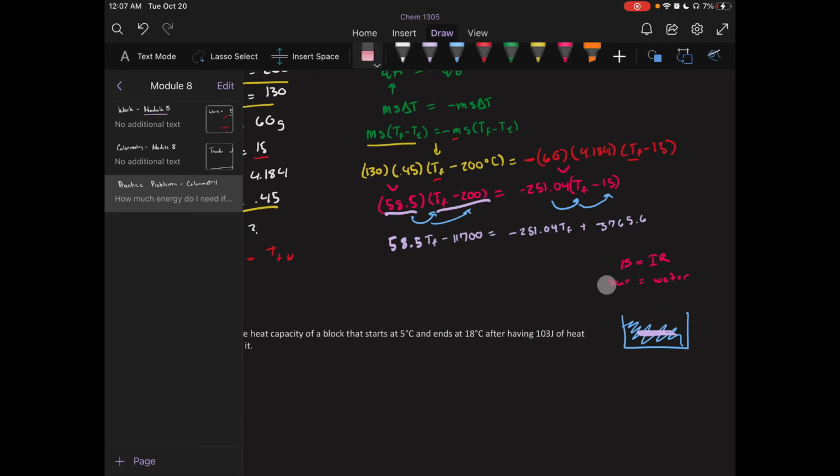Okay, so I feel like I can erase this now. So now what we can do is we are looking to isolate our TF variables, and that just means putting them both on one side. So 25.024 TF, we do it by the inverse, and we add it right here, 251.04. And then we can also move this other side to this side by adding 11,700. So plus 11,700.